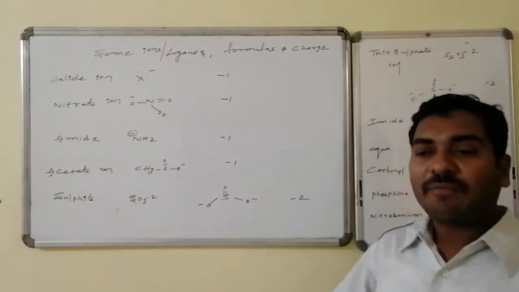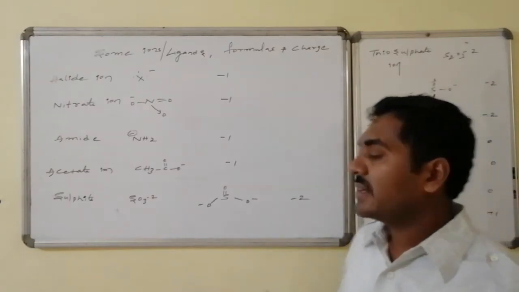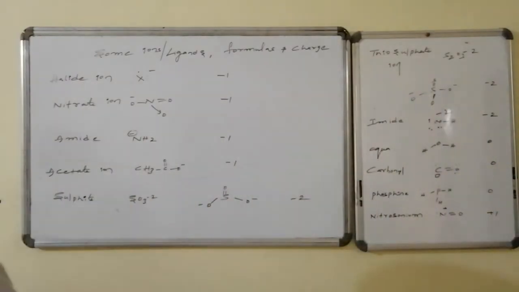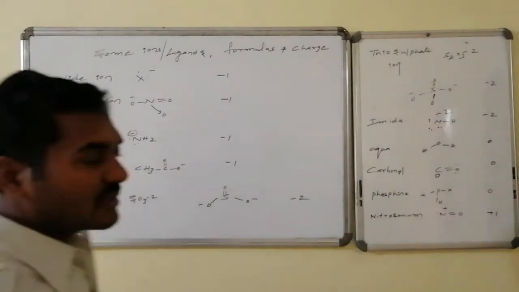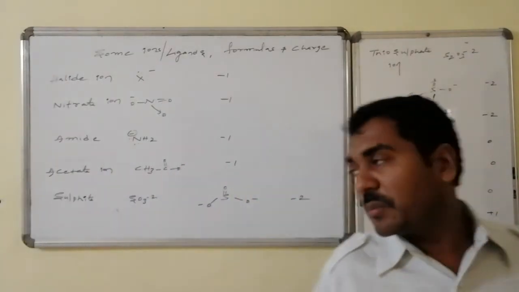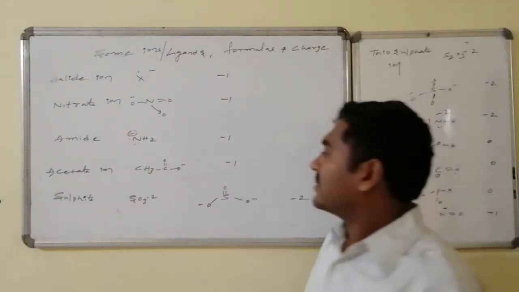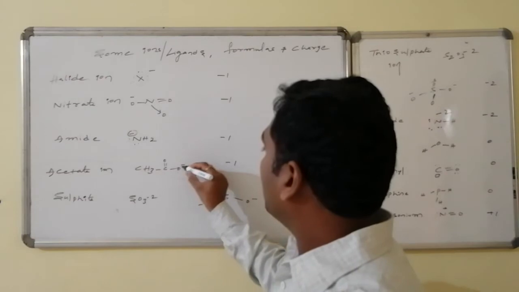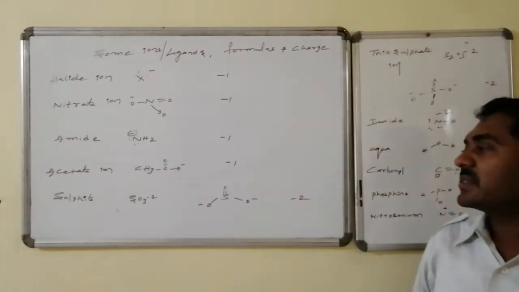Amide from ammonia: if 1 hydrogen is removed, then NH2 minus is said to be the amide, whereas it is having 2 lone pairs. Originally it is having 1 lone pair, now an extra 1 lone pair is present. Acetate, CH3COO minus, oxygen is having 3 lone pairs, generally it is having 2, now it is having another 1. So therefore this is acetate ion, 1 unit of negative charge.